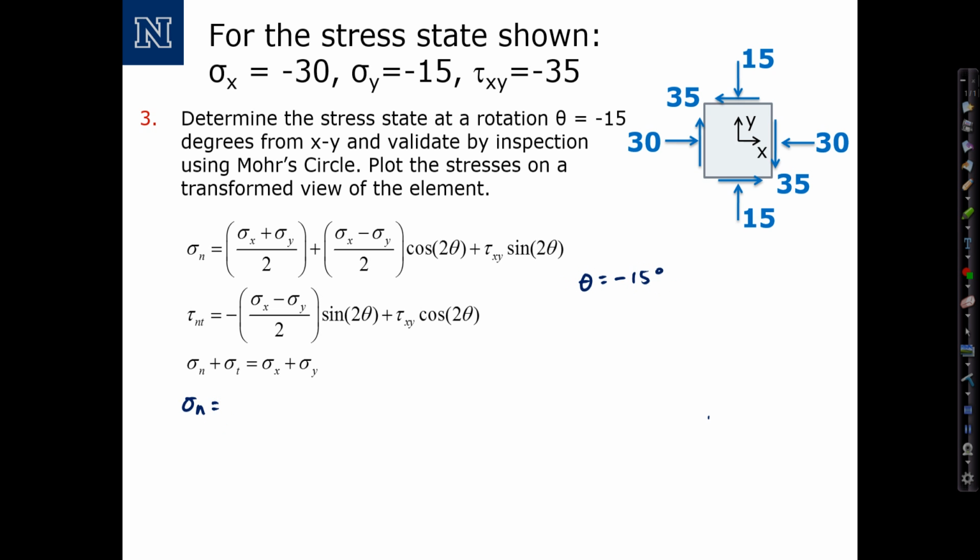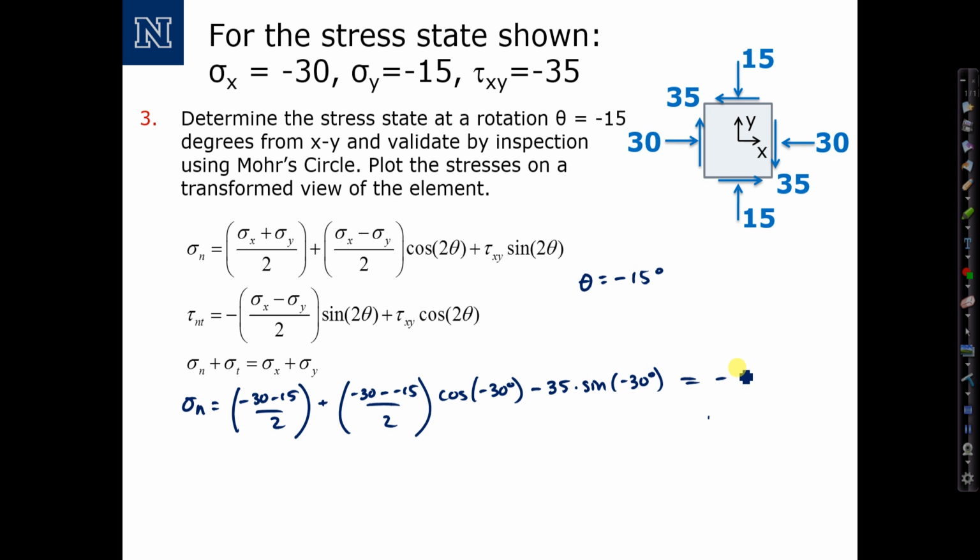Sigma n equals (sigma x plus sigma y) over 2, negative 30 minus 15 over 2, plus (sigma x minus sigma y) over 2, negative 30 minus a negative 15 over 2, times cosine of 2 theta, which is negative 30 degrees, plus tau xy, negative 35, times sine of 2 theta, or negative 30 degrees. This computes to negative 11.5.